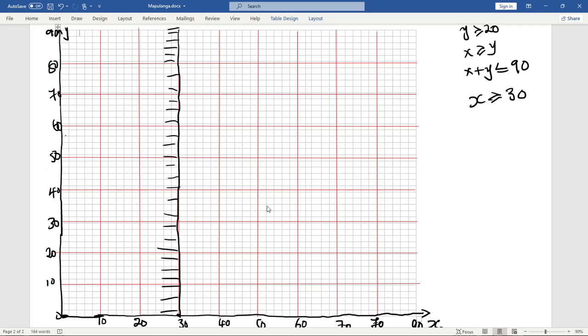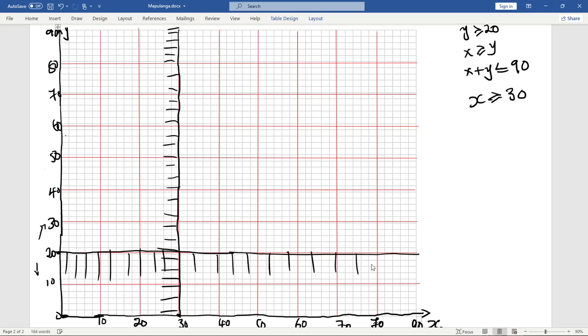Then we go to the next part. y is greater than or equal to 20. We go to the y-axis where 20 is, and we draw a straight horizontal line here. Bear in mind that for y greater than or equal to 20, we're talking about numbers from 20 going up, so the unwanted region is numbers below 20, meaning we shade the down part here.